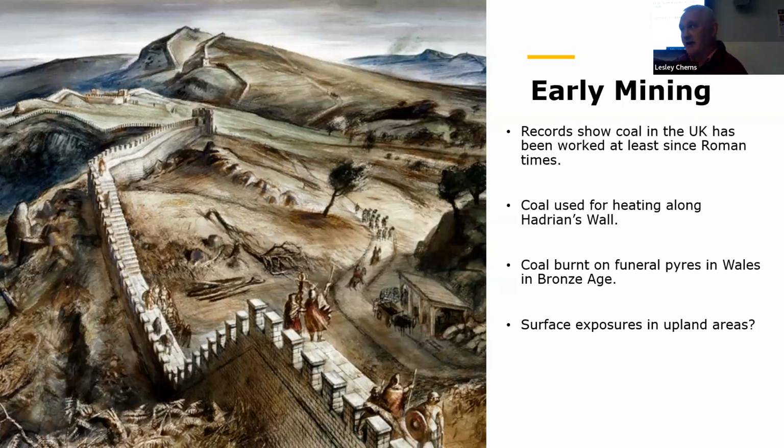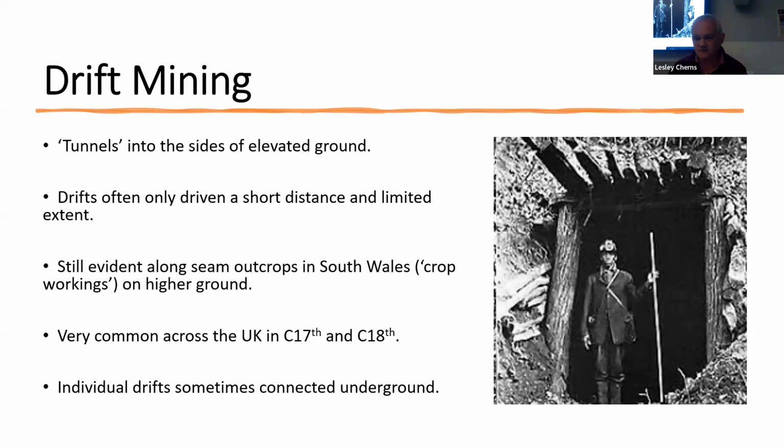It would have been in the upland areas because in the valleys, all the soil covering the bedrock would have meant they would not have known where the coal seams were, and they couldn't have got down through the soils anyway. So the first venturing underground was via drift mining, which effectively is just tunnels in elevated ground. In the early days, they were only driven short distances and were of limited extent.